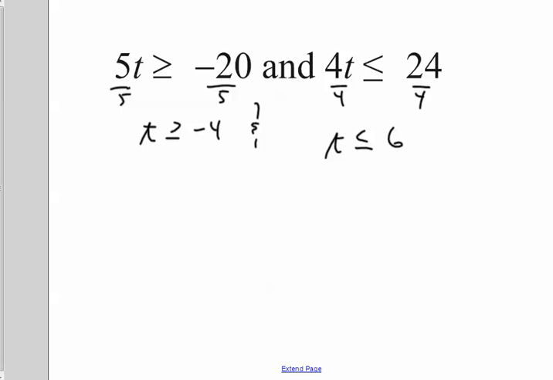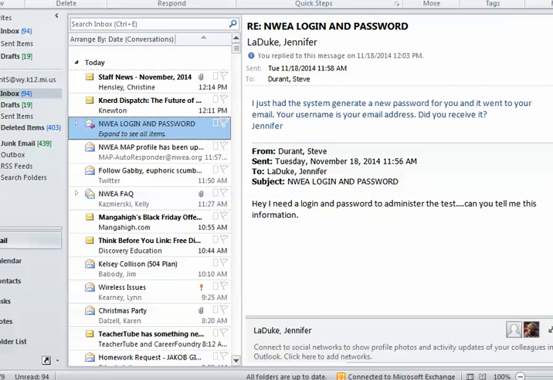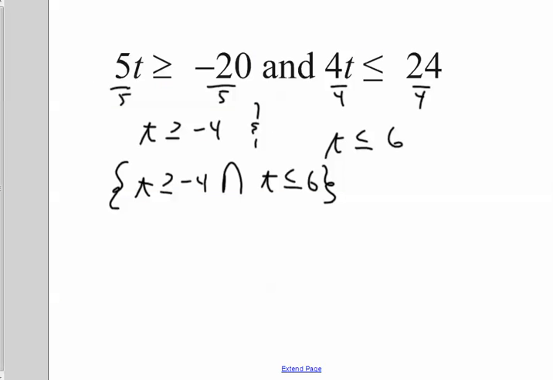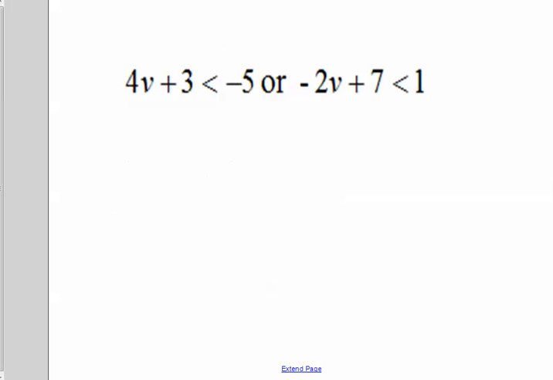Okay, so for this, instead of graphing them, we can write them as an intersection, because it's the "and." So you could write this as t is greater than or equal to -4, and t is less than or equal to 6. There is your example with intersection and ands.